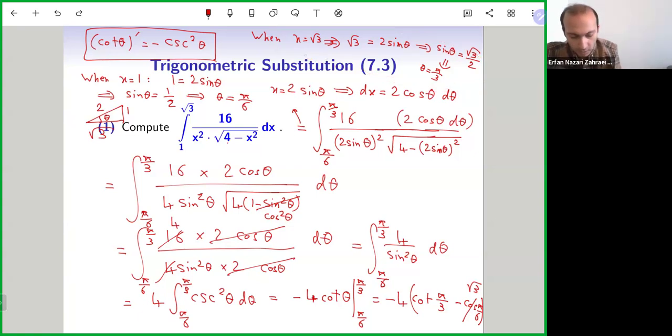Creating a reference triangle in that case, we have a triangle with sine root 3 over 2. So opposite root 3, hypotenuse 2. Hence, this side will be 2 squared, 4, minus root 3 squared, 3, which is 1. Root 1, which is 1. And that's the angle theta.